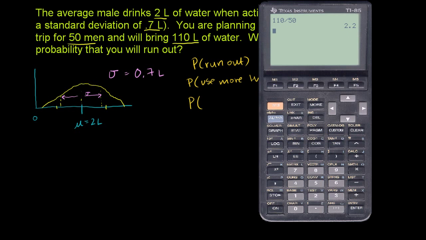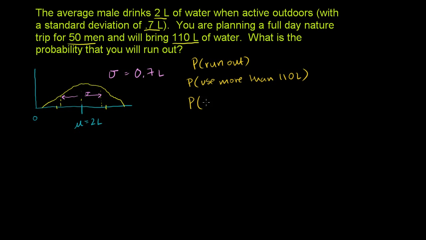So this is the same thing as the probability that the sample mean, or let me write it this way, that the average water use per man of our 50 men is greater than, I'll say greater than, because if we write on the money, then we won't run out of water, 2.2 liters per man. So let's think about this.